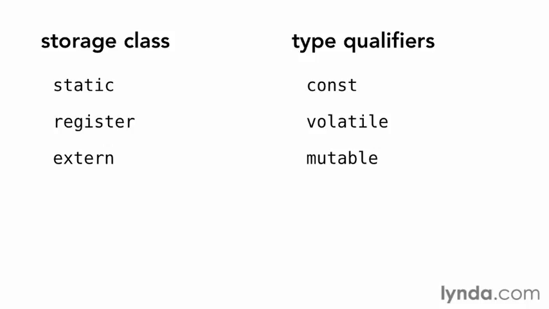Register. Register variables are stored in processor registers. This qualifier is taken as a suggestion by the compiler. The compiler may or may not actually store the variable in a register. And extern. Extern variables are defined in a separate translation unit and are linked together at link time.